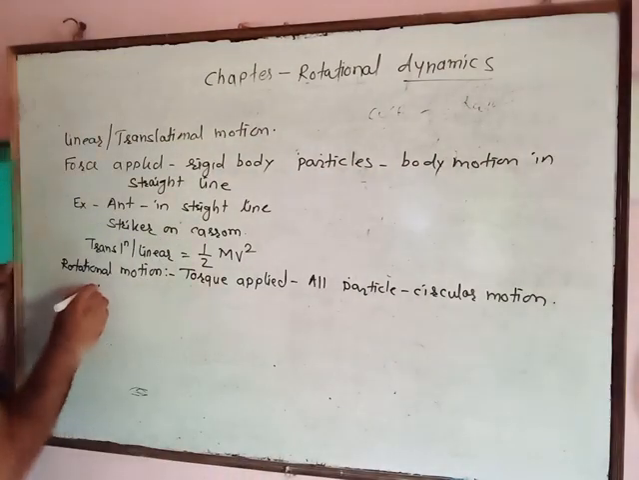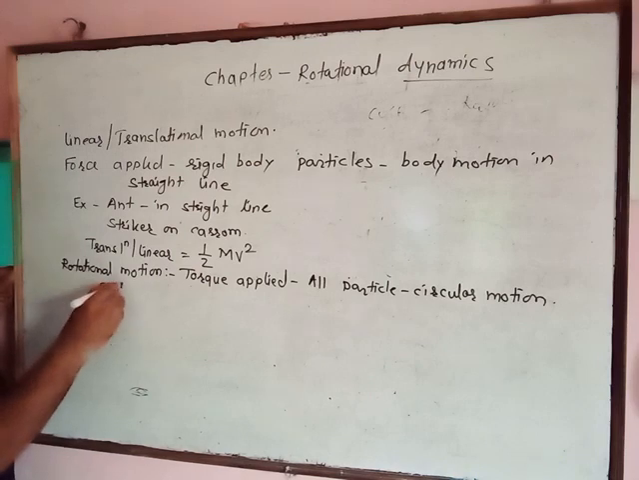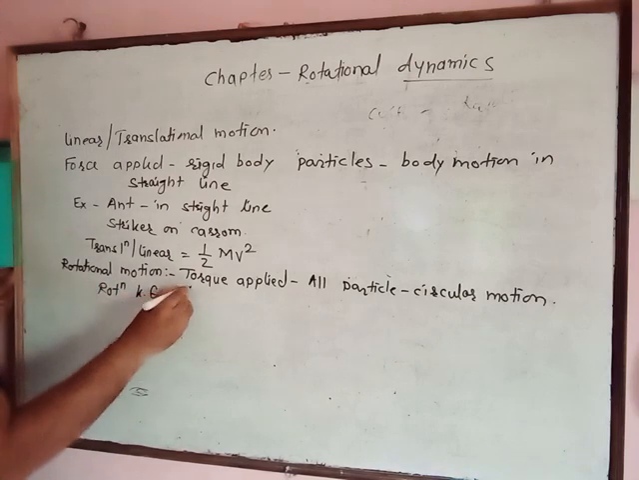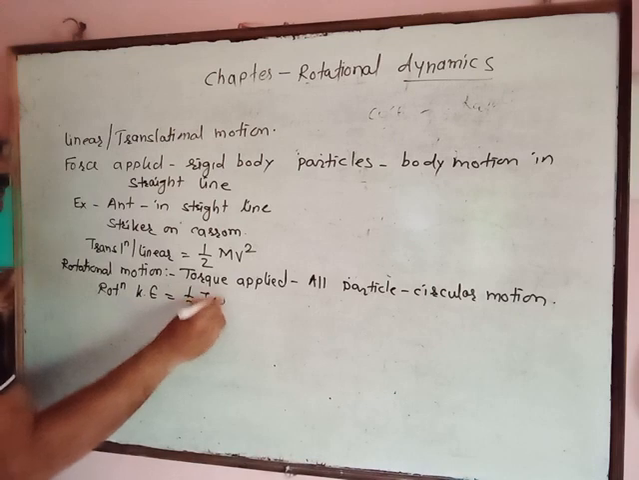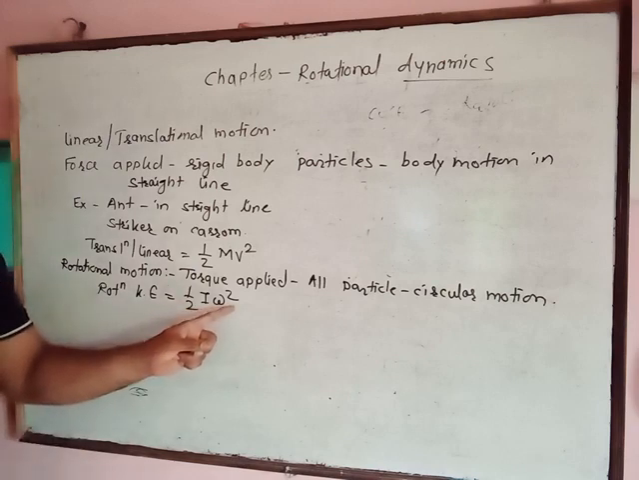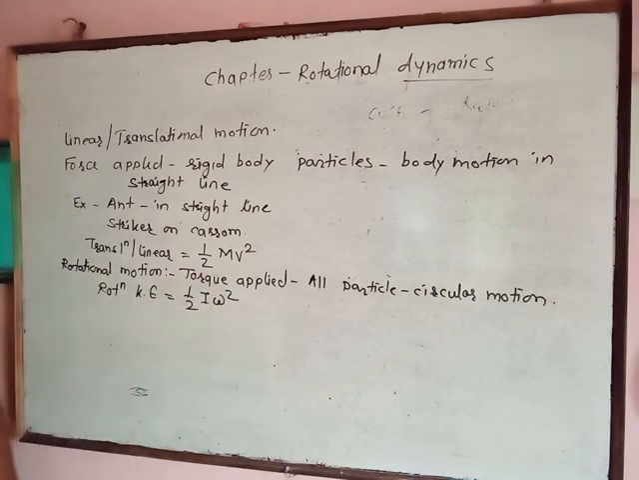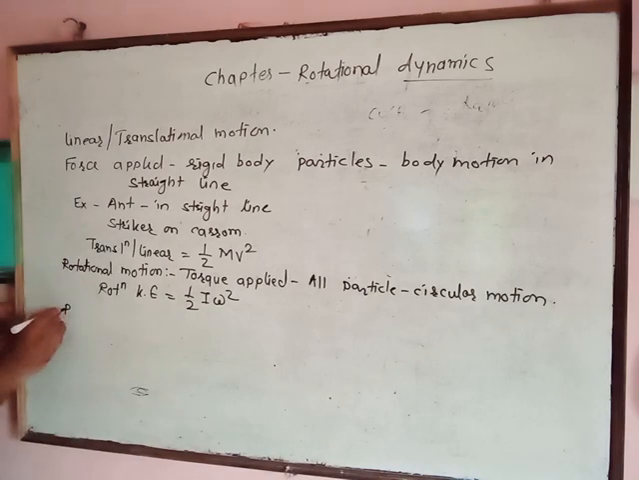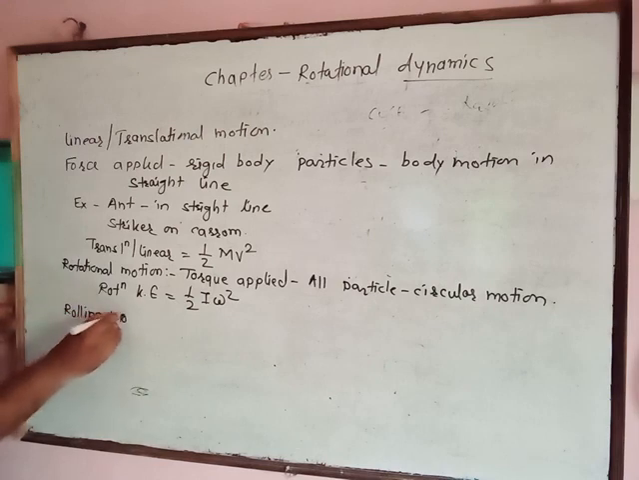Rotational kinetic energy of a body is given by the formula 1/2 I omega square, where I is the moment of inertia of that body about the axis of rotation, and omega is known as the angular velocity of the body. Now we discuss the third type of motion, which is known as rolling motion.